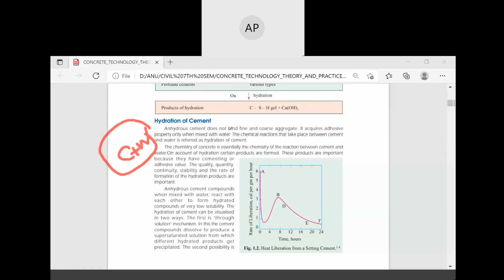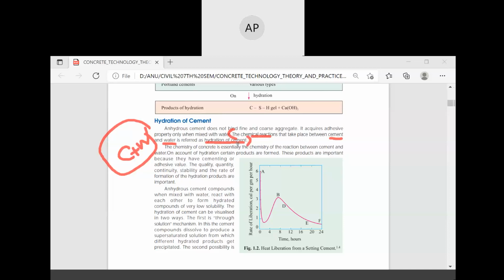So anhydrous cement does not bind fine and coarse aggregate. So to act as a binding material, cement should be chemically hydrated. Okay, so it acquires adhesive property only when mixed with water. The chemical reaction that takes place between cement and water is referred to as hydration of cement. Okay, so this is the definition of hydration of cement.